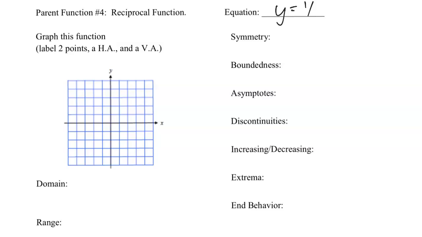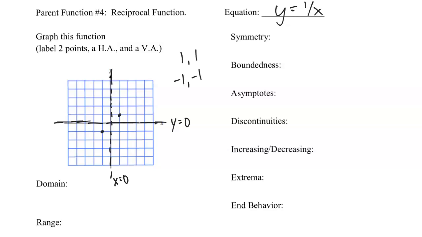Okay, for parent function 4, we have what's called the reciprocal function, which is going to be y is equal to 1 over x. So notice that denominator there. If we try to plug in a couple of points, I can't plug in 0 because 1 over 0 is undefined. But if I plug in 1, 1 over 1 is 1. And if I plug in negative 1, then 1 over negative 1 is negative 1. And what we end up having here is a horizontal asymptote. So hopefully you can see that on the picture. A horizontal asymptote at y is equal to 0, and a vertical asymptote at x is equal to 0.